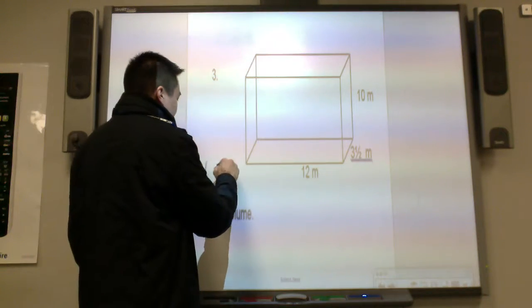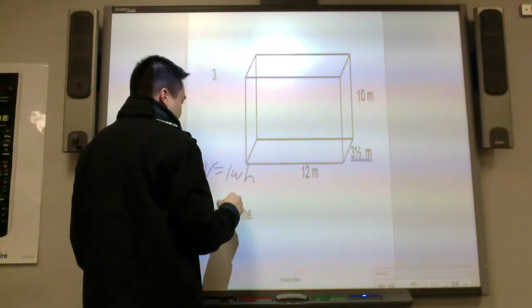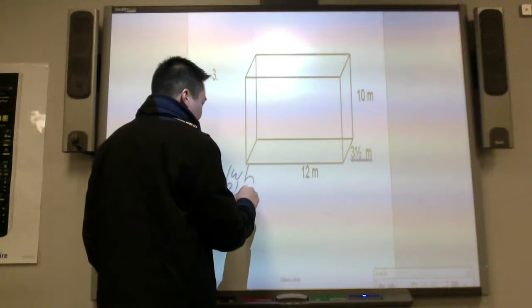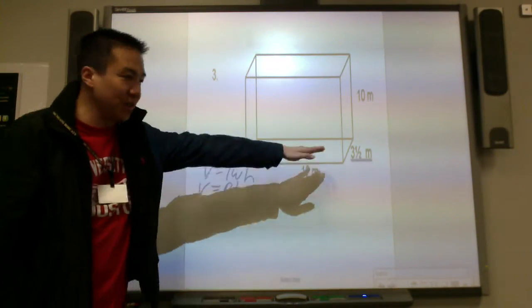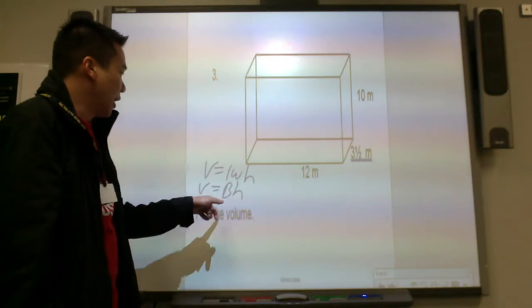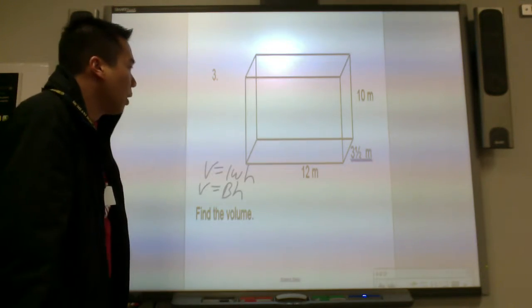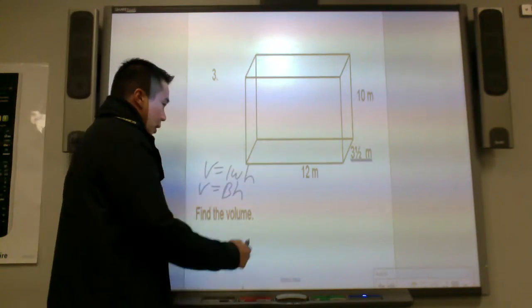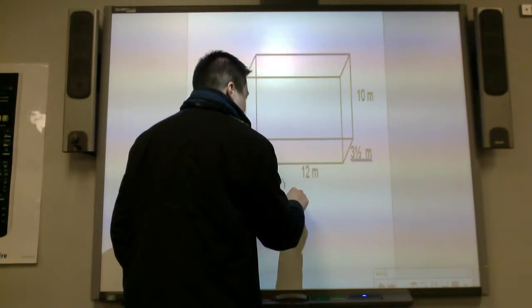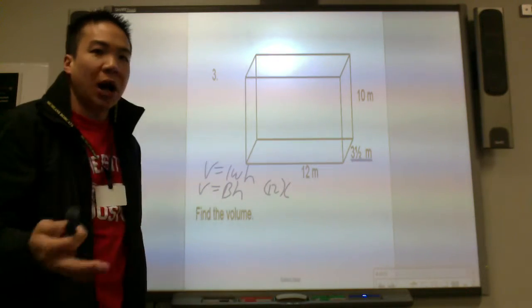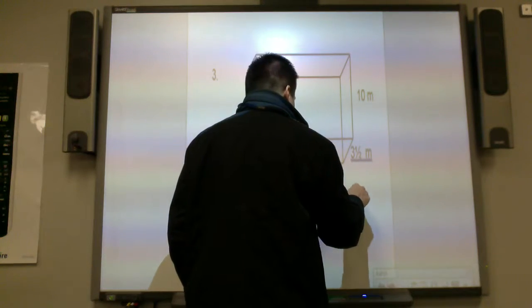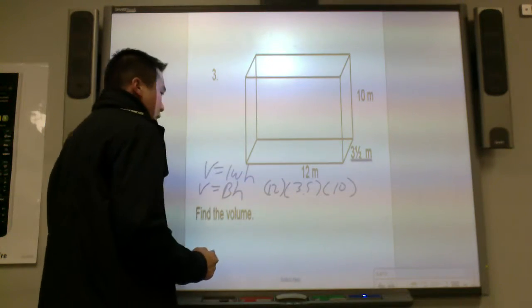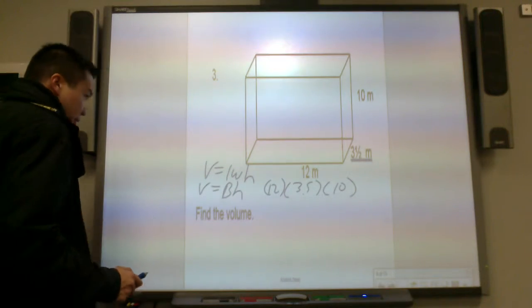So is volume equal length times width times height, or volume equal capital B H? If you find the area of this base, the area of the base is a rectangle, so it's length times width, or base times height, and then times the height again. So in this one, let's do 12 times 3.5. You know what? I'm going to turn it into a decimal, 3.5 times 10. So 12 times 3.5 times 10.